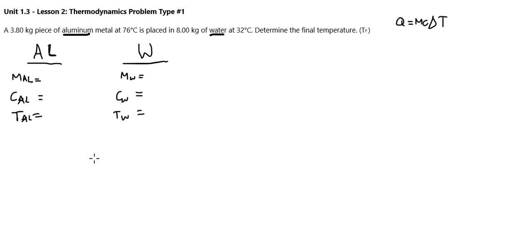So first, can we figure out what the mass of aluminum is? Is it told? Yes, right here. So I'll just say 3.8 kilograms. Now, secondly, do we know the mass of water? Is it stated? Yes, right there. 8 kilograms.